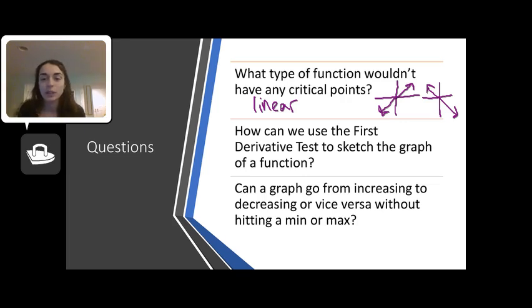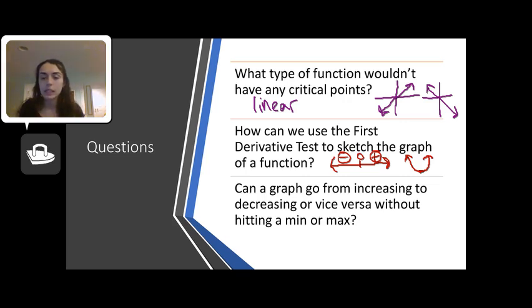How can we use the first derivative test to sketch the graph of a function? Yes, Amanda. That's great. Yes, we can use that number line we made, right, with our critical points and the sign of the derivative to the left and the right to kind of make a little sketch, right? Negative slope to positive slope with a slope of 0 in the middle there. Okay, great. Okay, next question.